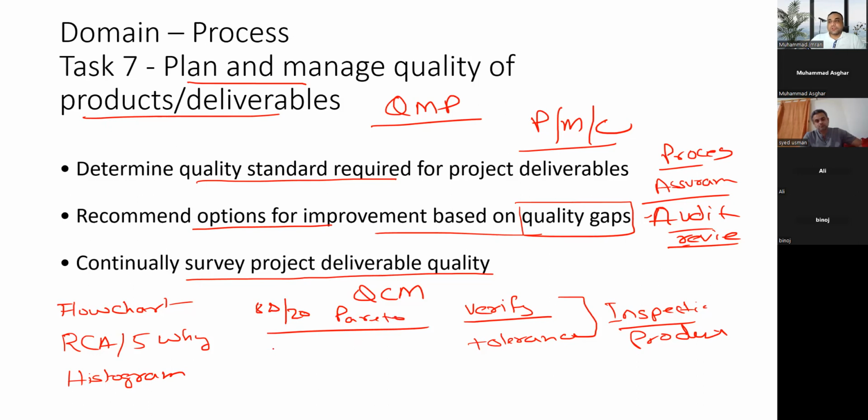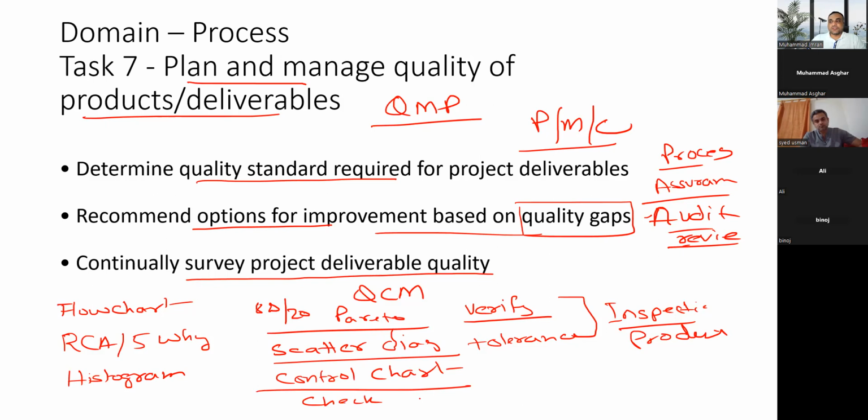And if you have more than one relation, you can use a scatter diagram to find out the correlation between them. And if there is a process instability, you can check it with the help of control charts also. And to find out the quality errors, you can use check sheets, which contain the daily basis data on why it is being done.